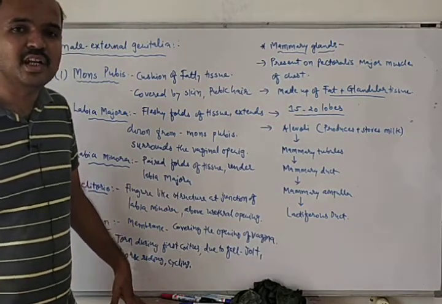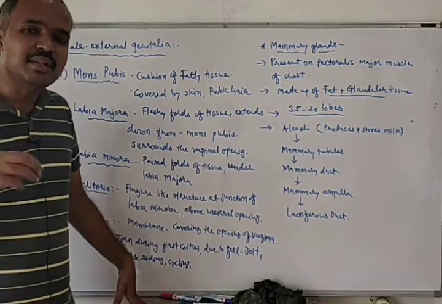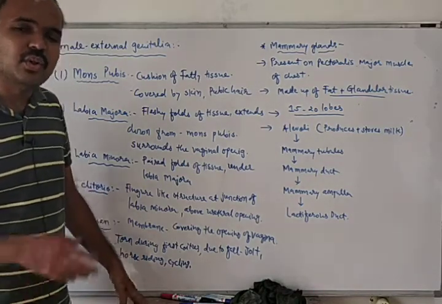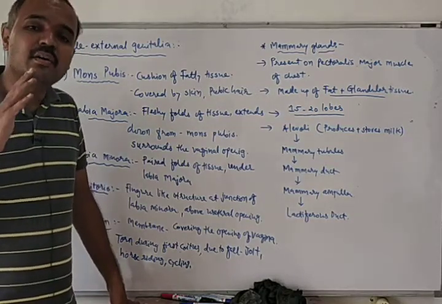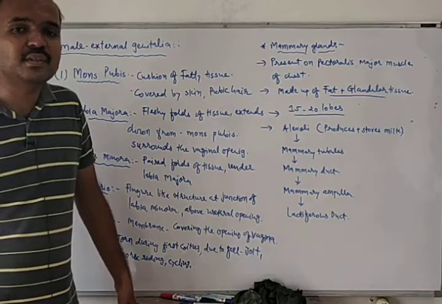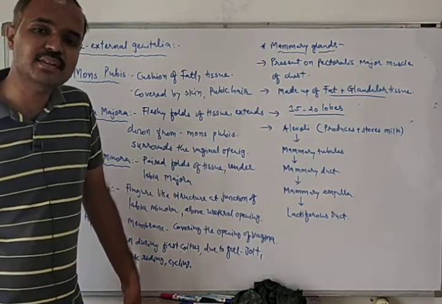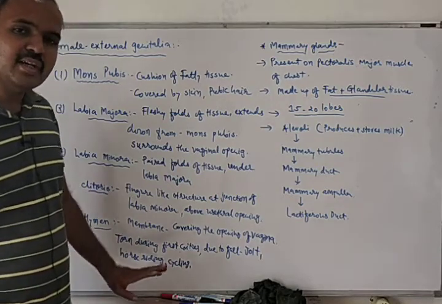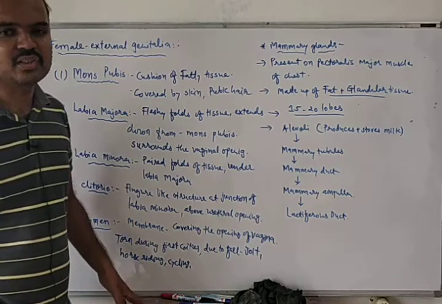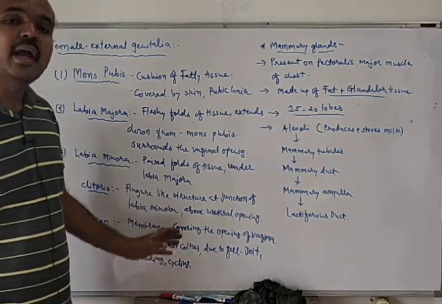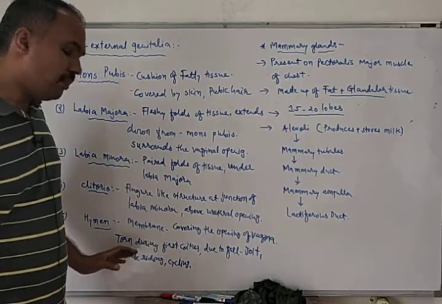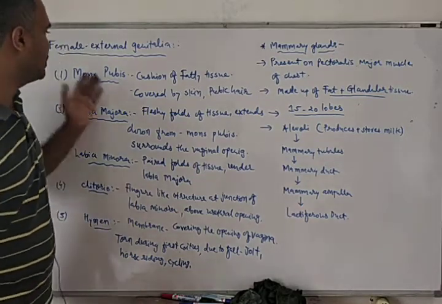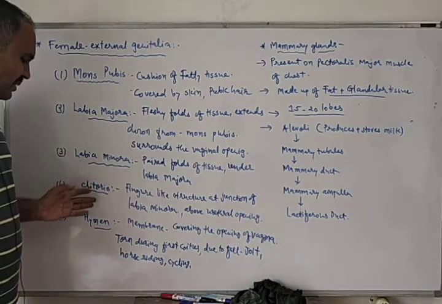During menstruation, females generally use a vaginal tampon to absorb the blood, and sometimes when a tampon is used, the hymen may get torn. So the presence or absence of the hymen is not indicative of sexual activity. So this is all about the female external genitalia: mons pubis, labia majora, labia minora, clitoris and hymen.